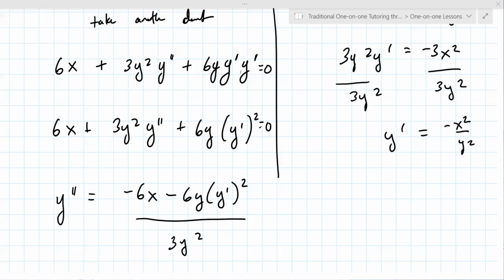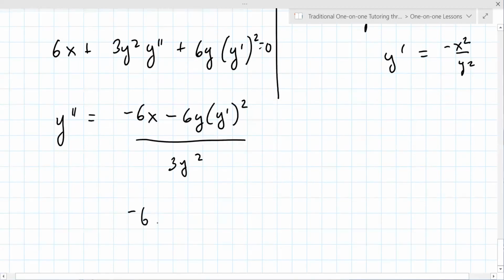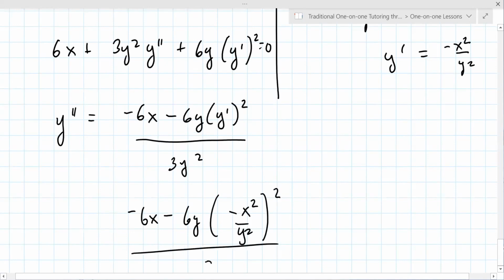Okay, and then so it's like negative 6x minus 6y times negative x squared over y squared, squared? Yeah, you got a lot going on here. This is where you almost want to ask your instructor, hey, do I have to simplify or not? Because here you're squaring that over 3y squared.